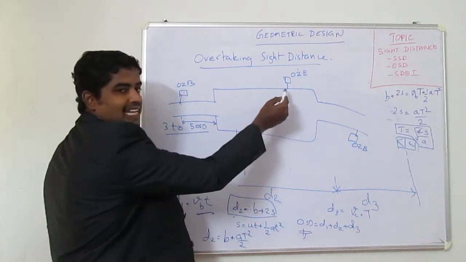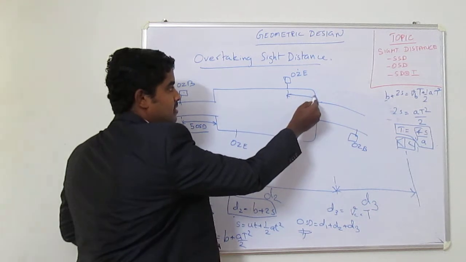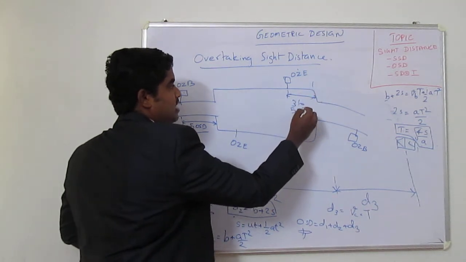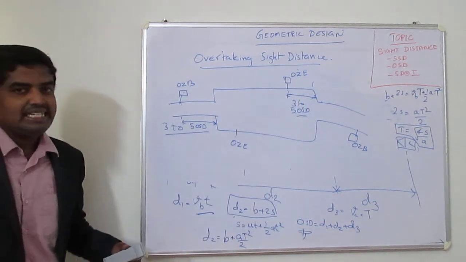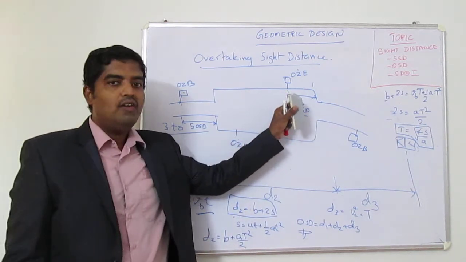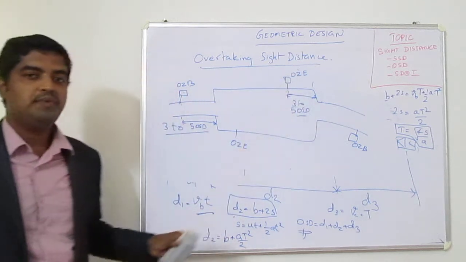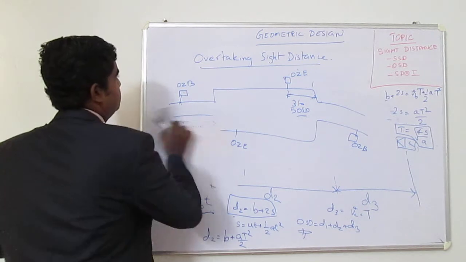Similarly, before the end of the overtaking zone, you have to provide this. This is also at a distance of 3 to 5 times the overtaking side distance. So here you have to keep a board that the overtaking zone ends. So that after this, even if the driver wants to overtake, this is the last minute chance. After that they should not overtake. So here the display should be there. Similarly to the oncoming side also, right?